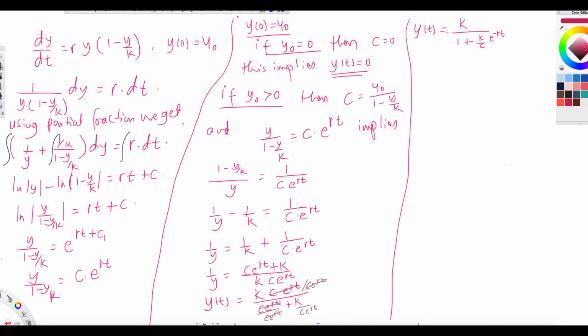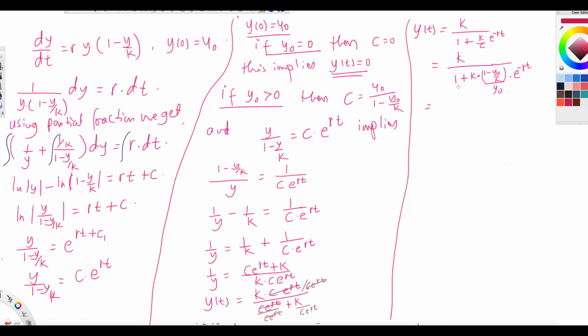Okay, so what I'm going to do next is plug in the value of c. So what do you get? You get k over 1 plus k times 1 over c. C is y0 over 1 minus y0 over k, right? So 1 over c will be the reciprocal of that. That will be 1 minus y0 over k, divided by y0, times e to the negative rt. So what do you get? Let me do this.